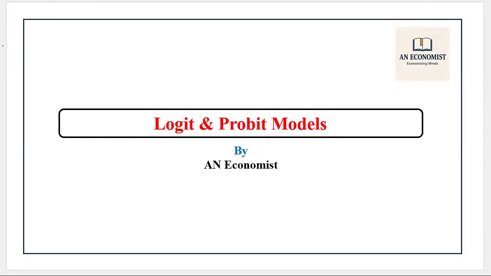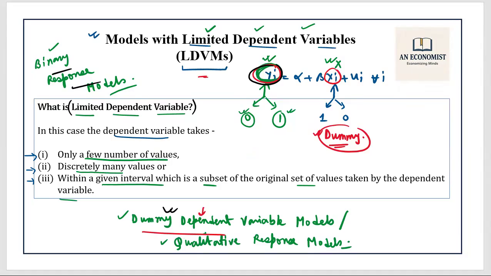So in the previous video, we started off our discussion on Logit and Probit models, right? We started with the concept of limited dependent variable models. We said that the dependent variable can take only two values or only a few values. Discretely many values can be taken by the dependent variable, and only in that scenario will the model be known as the limited dependent variable model.